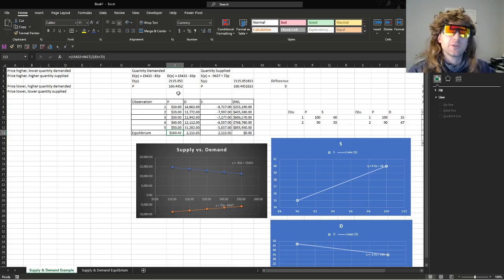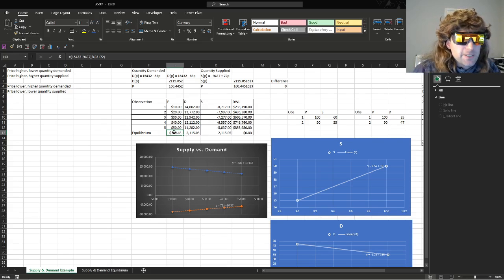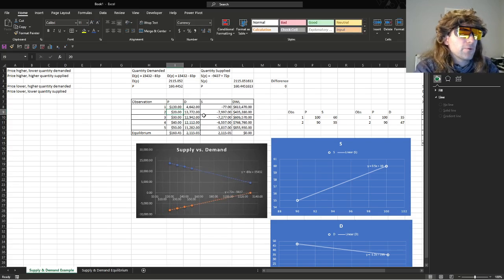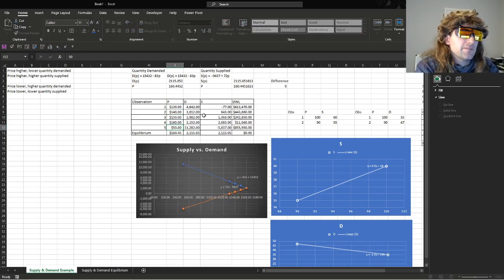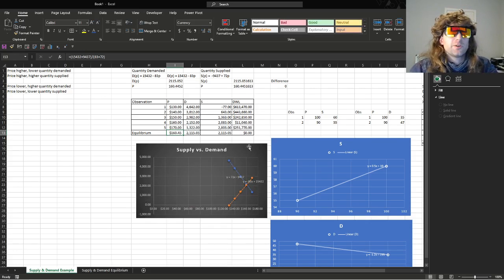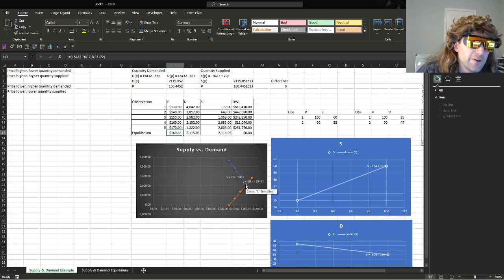All we did was add and subtract, multiply and divide. Nothing crazy, just the exact Algebra 1 kind of stuff we learned. So we got an equilibrium price of $160.45. Alright, so let's go 130, 140, 150, 160, 170. And there we go. We have our supply and demand curve. We have our intersection, which, gosh darn it, is right there.